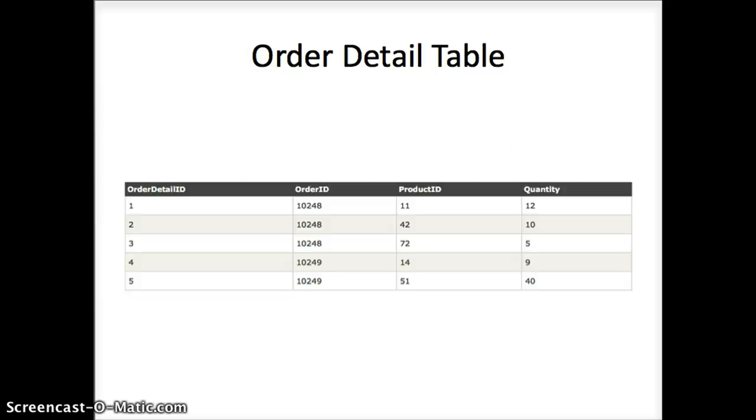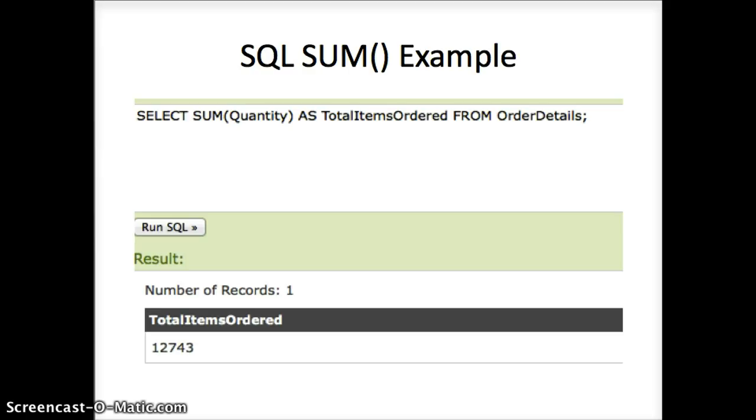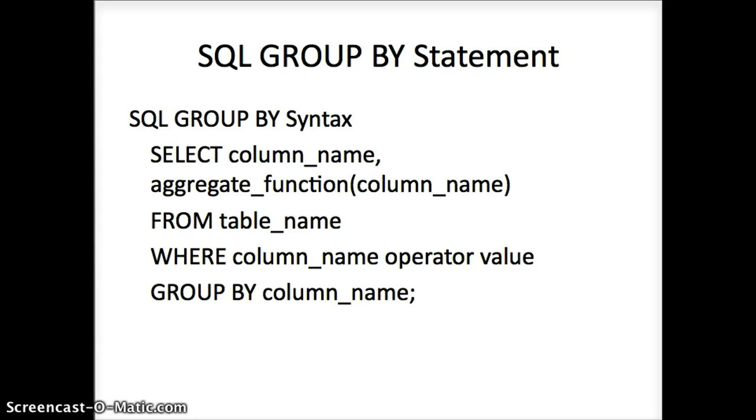Here we have an OrderDetails table. To find the sum of all the quantity fields in the OrderDetails table, we would write: SELECT SUM(Quantity) AS total_items_ordered FROM OrderDetails.